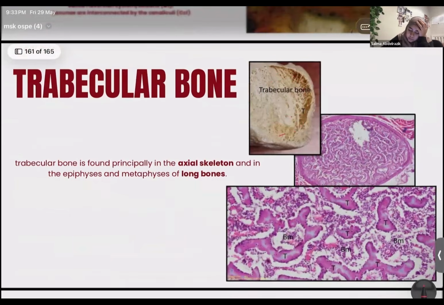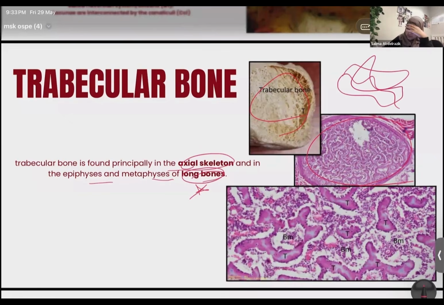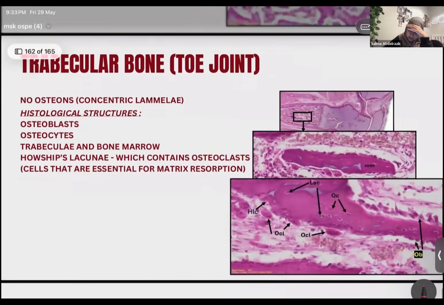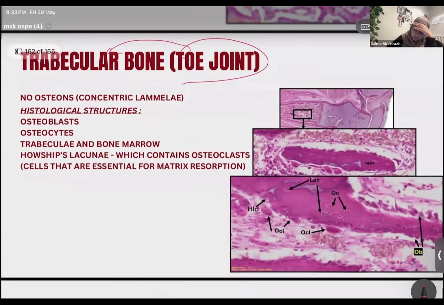Cool. Trabecular bone or the spongy bone, you can find it mostly in the axial skeleton, in the epiphysis and metaphysis of the long bone. It literally looks like a lot of zigzags together, whatever. So T is trabecular. And finally, if you look at the toe joint, it has trabecular bone. Something special about it, it has no osteones. Things we're going to look at are osteoblast, osteocyte, trabecula, and bone marrow. Howship's lacuna, which contains the osteoclasts. Cells are essential for bone matrix.